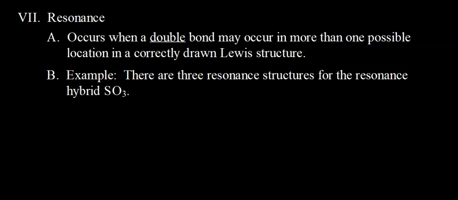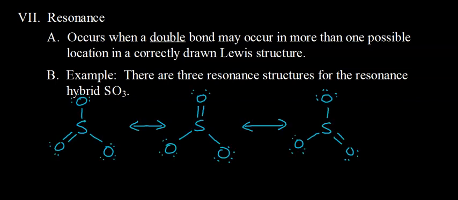There are 3 resonance structures for the resonance hybrid, it's called, of sulfur trioxide. So let's go ahead and draw those 3 equivalent Lewis structures. Go ahead and pause the video and draw all 3 just next to each other. So here are the 3 equivalent Lewis structures for sulfur trioxide. That double bond can go bottom left, it can go top, it can go bottom right. They're all exactly the same.